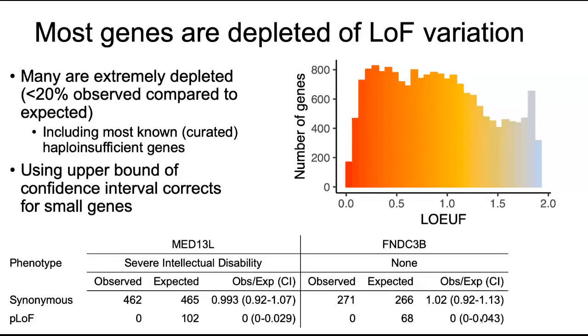As our sample sizes grow, LUF will converge on the observed to expected ratio, which is quite natural as our sample sizes get larger. But for now, we use this correction, especially for small genes, to get across both the effect size and our confidence level.